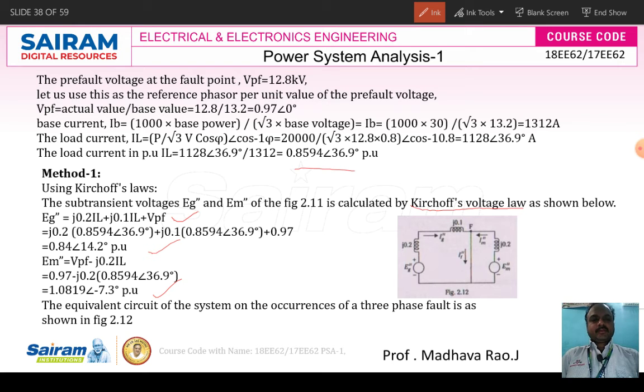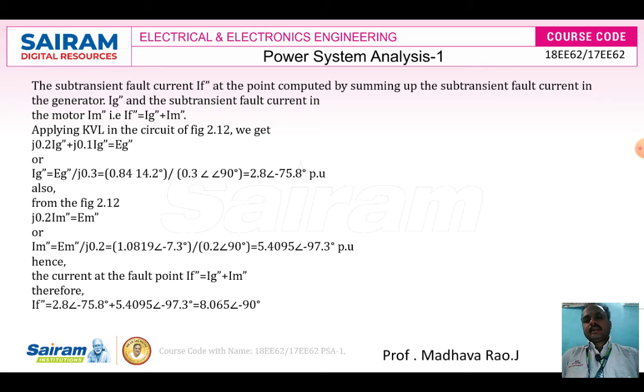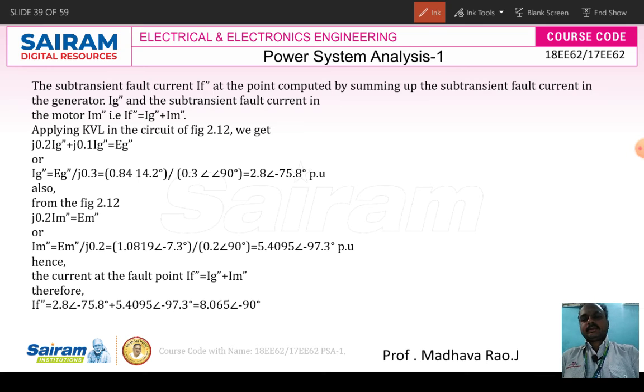Next, we need to calculate the currents by substituting the voltages. The fault current IF is equal to IG plus IM. According to Kirchhoff's current law, the algebraic sum of the currents at any junction is equal to 0. So with the motor current IM double dash and the generator current IG double dash, the fault current is equal to IG double dash plus IM double dash. Using KCL, you get this relation.